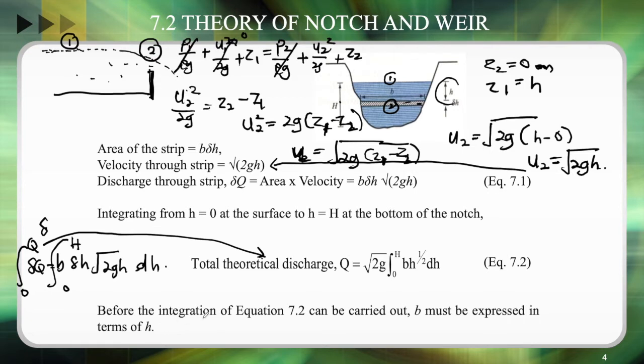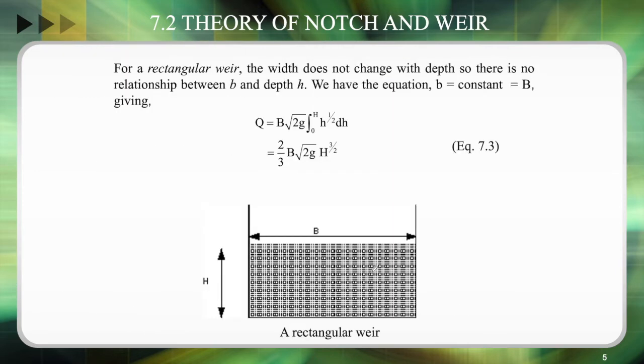Before the integration of equation 7.2 can be carried out, B must be expressed in terms of H. From here, we will integrate for the rectangular and V notch. So let's take a look at the rectangular notch. For a rectangular weir, notch and weir are the same, because weir is for large scale and notch is for small scale. For the rectangular weir, the width does not change with the depth, so there is no relationship between B and depth H. We have a constant B, and this is the opening of the notch. This is not the notch itself.